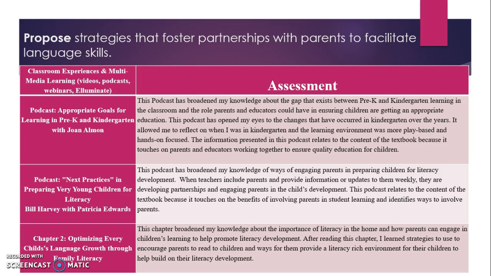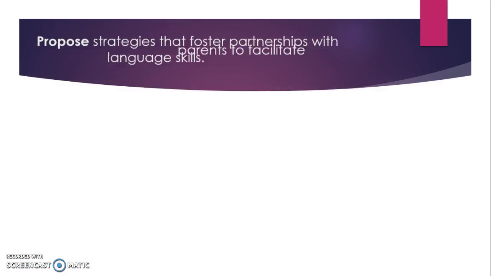And then I have Chapter 2, Optimizing Every Child's Language Through Family Literacy. This chapter broadened my knowledge about the importance of literacy in the home and how parents can engage in children's learning to help promote literacy development. I learned strategies to use to encourage parents to read to children and ways for them to provide a literacy-rich environment for their children to help build on literacy.